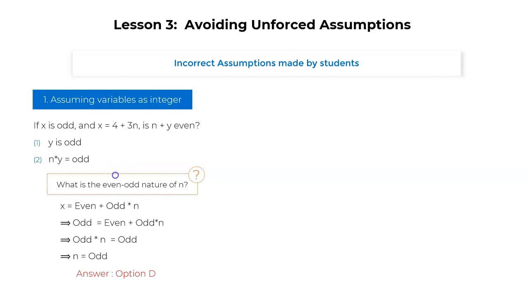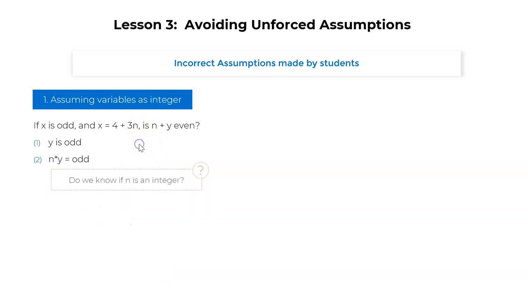Now, let me tell you that this is incorrect. The assumption you made while solving this question is that n is an integer. Now, tell me, is it anywhere written? Do we know that n is an integer? No, right? Nowhere is it mentioned that n is an integer. We just know that x is an odd number. So x is an integer is something that we definitely know.